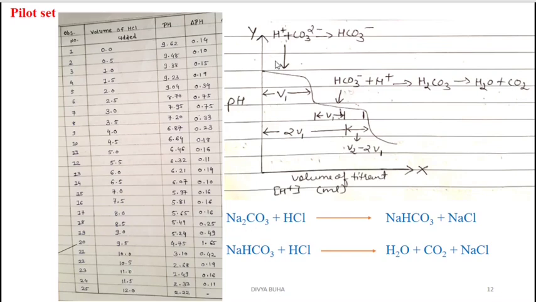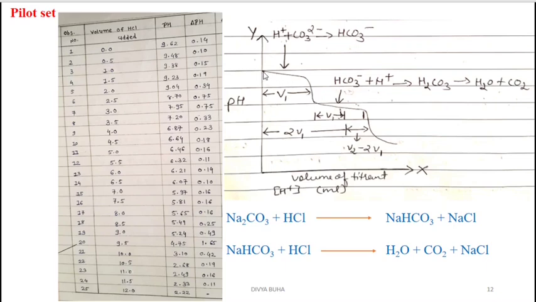So over here what will happen? When you keep on adding the HCl, this Na2CO3 would get converted into NaHCO3. And when all the Na2CO3 has been converted into NaHCO3, the pH would drop, and you will be getting the end point. Your end point would be somewhere here.